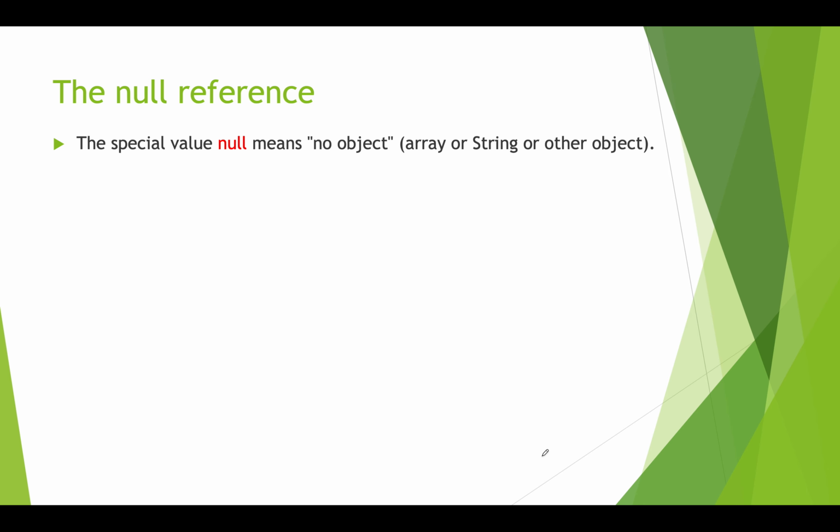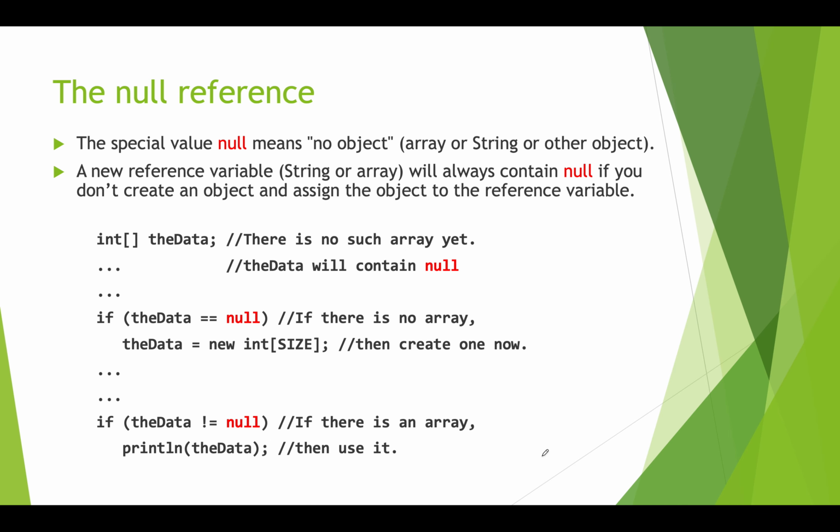So we've mentioned the null word a few times. Null is a special value, a special keyword, and it means no object. It means right now this reference variable is not pointing to anything on the heap. It doesn't have a heap memory address at all, okay? So a reference variable, when you create it, if you don't immediately on the same line assign an object to it, it is going to contain the value null.